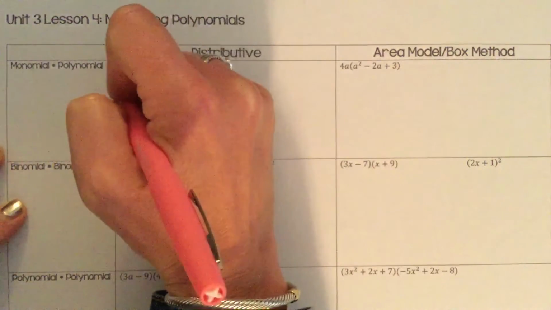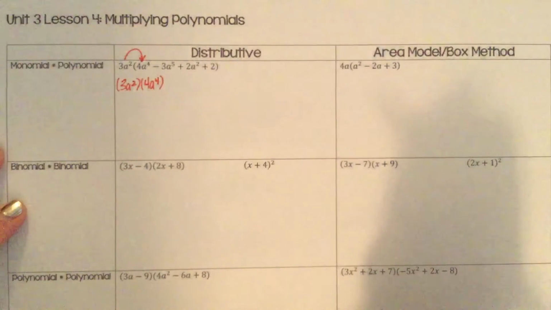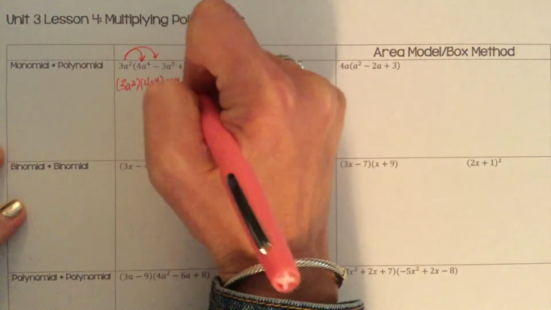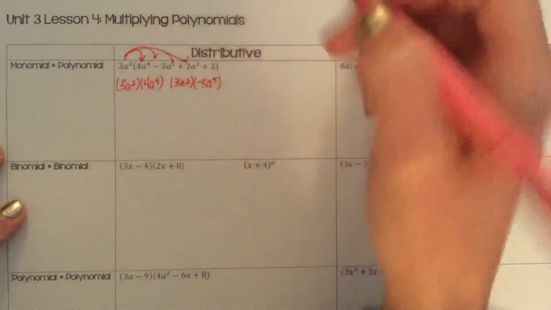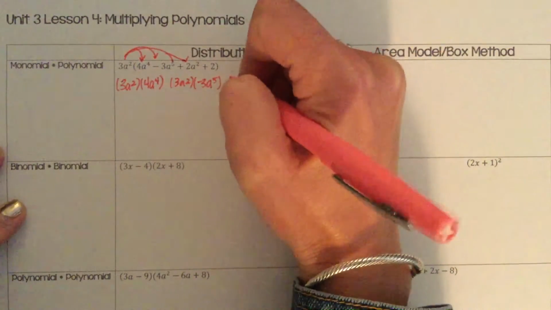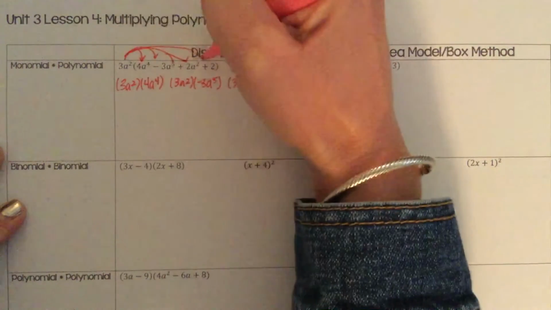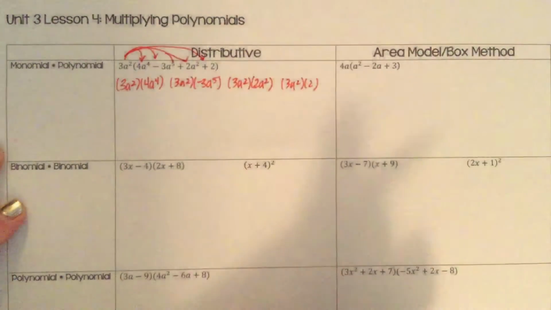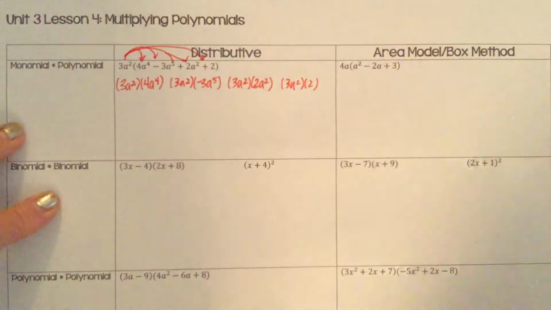This would become 3a squared times 4a to the fourth. I would then distribute the 3a squared here, and we would have 3a squared times negative 3a to the fifth. Distributing over here, we end up with 3a squared times 2a squared. And then finally, distributing over here, we end up with 3a squared times 2. Using our rules for multiplying monomials, we can now multiply these things together.